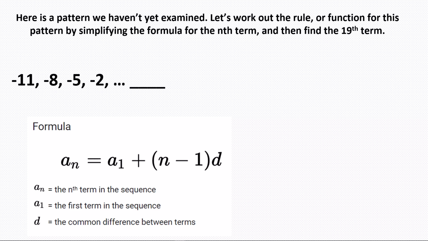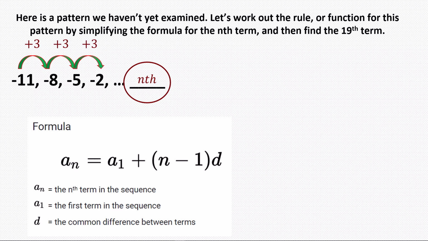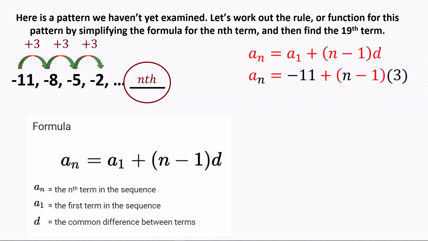Here's a pattern we haven't yet examined. Let's work out the rule, or function, for this pattern by simplifying the formula for the nth term, and then find the 19th term. The common difference here is plus 3. We replace d with 3 in the formula, and now we have a sub n equals negative 11, the first term, plus parentheses n minus 1 times 3.